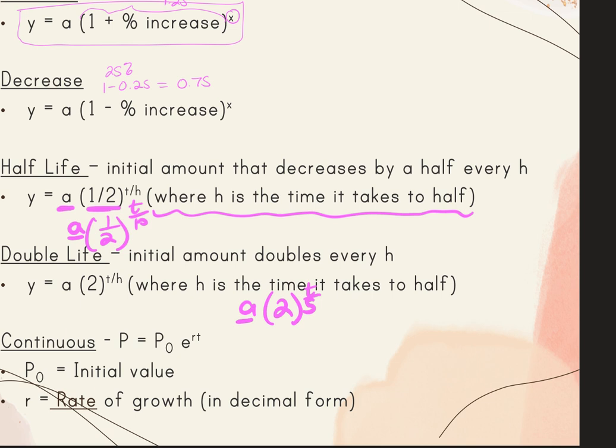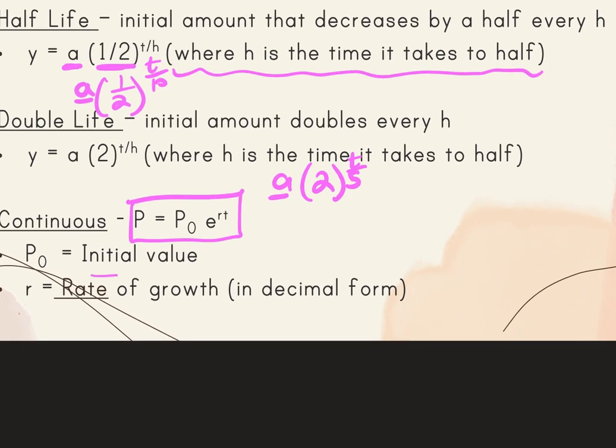And then the last thing, and hopefully this is something we remember from Algebra 2, and that is continuous growth, okay? Continuous growth, we call it PERT, just because those are the letters that it's used. But P0 is your initial value, E is your natural base, and then RT is the exponent on that natural base, the R being the rate of growth in decimal form, and the T being the time. Yeah, T is time.